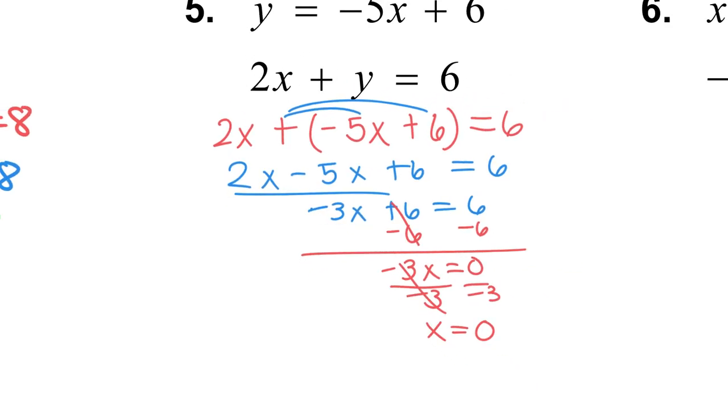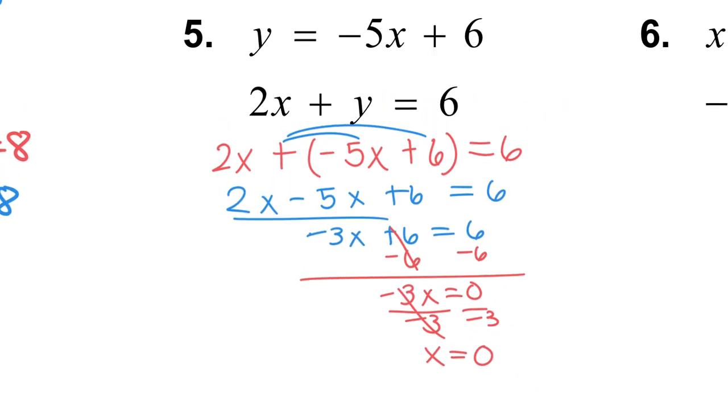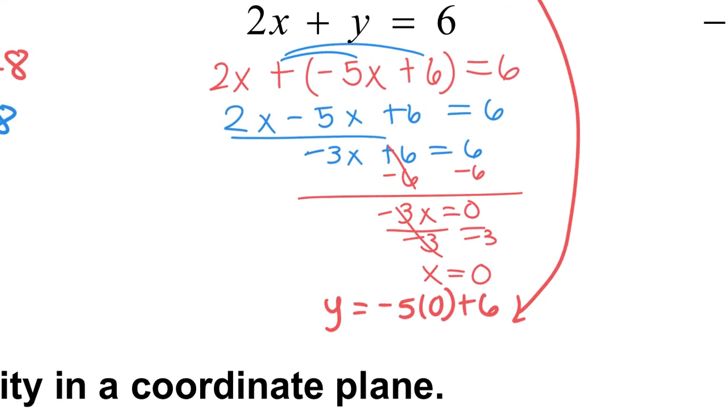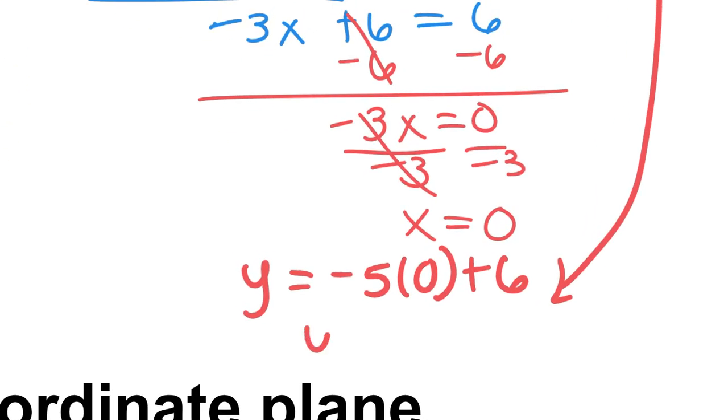Substitution again. I'm working for y. So I will use this slope-intercept form equation, which is y equals negative 5 times 0 plus 6, which is y equals, this cancels out, 6. My answer is 0, 6.